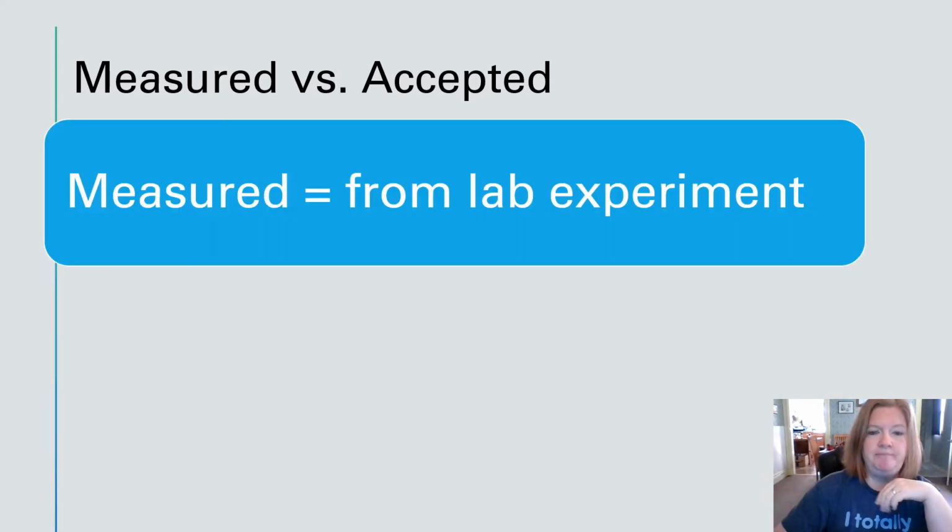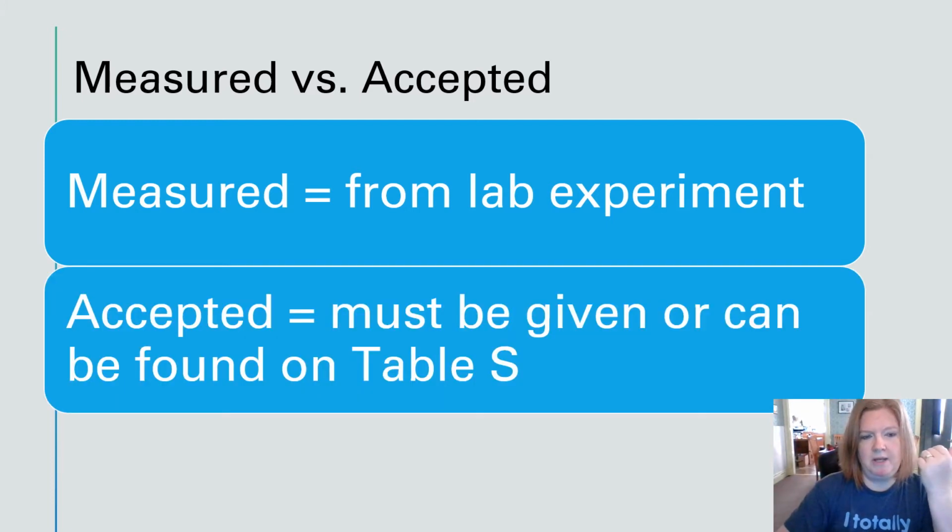Measured versus accepted. Let's talk about it. Measured means it's from the lab experiment. So you actually did measure it. You may have calculated the density, but it came from the mass you measured and the volume you measured. So it came from your lab experiment. And then the accepted value has to be given to you. Somebody has to tell you the right answer, or you can find it on Table S. We can find all the densities on Table S. So it can be something that's in your reference table, or you would have to be given the accepted value.